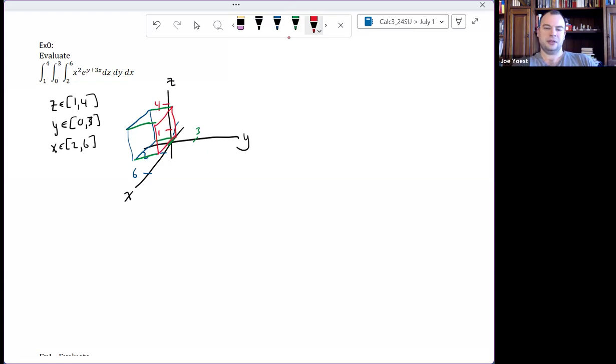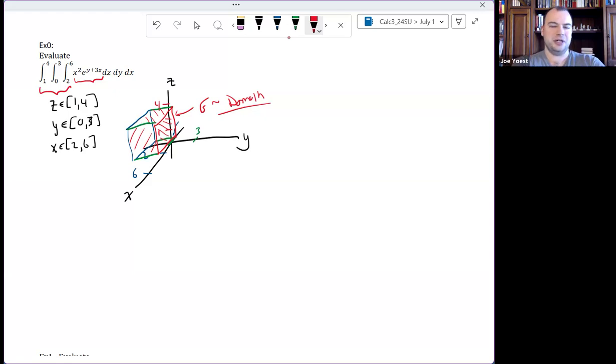I know there's a lot of lines on the screen, but we can kind of see that this is our little cuboid of integration here. And very importantly, this is E, the domain of integration. This has nothing to do with the integrand. We could have all kinds of different things in the integrand, and we would still get the same domain if our triple integral had these same bounds.